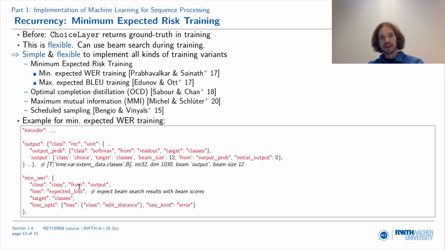Here's an example for minimum expected word error rate training. You have the output, the decoder as before, but you would enable search for this layer during training. So the output here is a beam, basically with multiple hypotheses. And then the loss is defined like that. You would get from the output these multiple hypotheses, and you say, okay, you want to calculate the expected loss using some other loss, here the edit distance, and the scores of the beam represent the probabilities of each of the hypotheses. So this would define the expected loss. And that's it. Now it would calculate the expected loss.